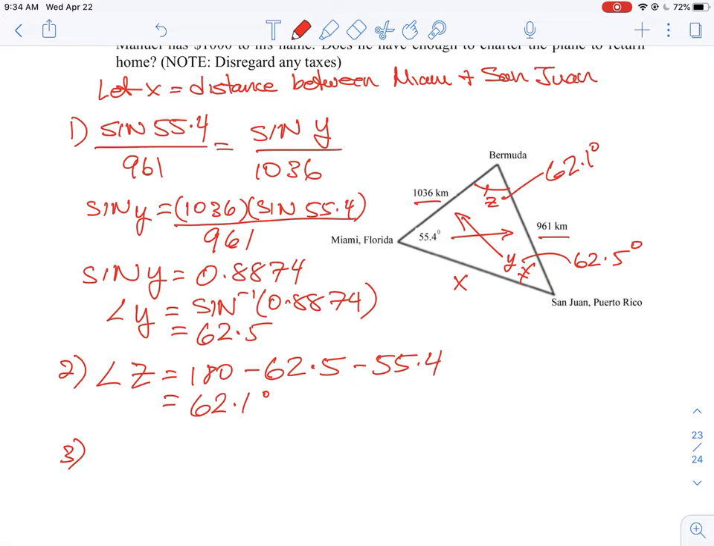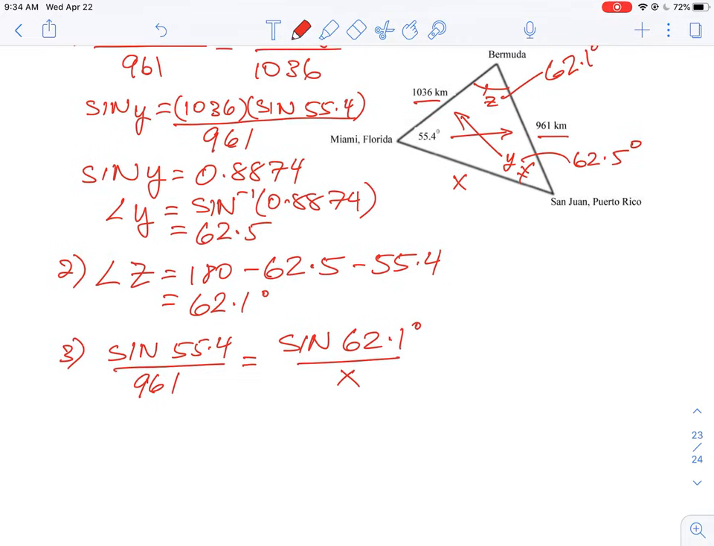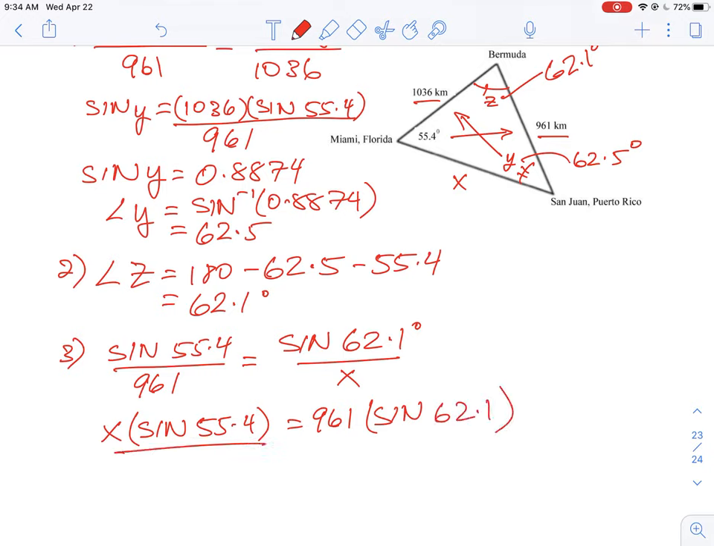So we can set up the same kind of ratio again. We can do sine of 55.4 all over 961 is equal to the sine of 62.1 all over x. And then we'll just do our simple cross multiply to isolate our variable. So now this is on the bottom, so we'll just do this as one extra step here just to show how it works. But we're going to bring the x up, and then we're going to bring the 961 up. Okay, and then we end up dividing both sides by sine 62.1. And that will leave us with x.